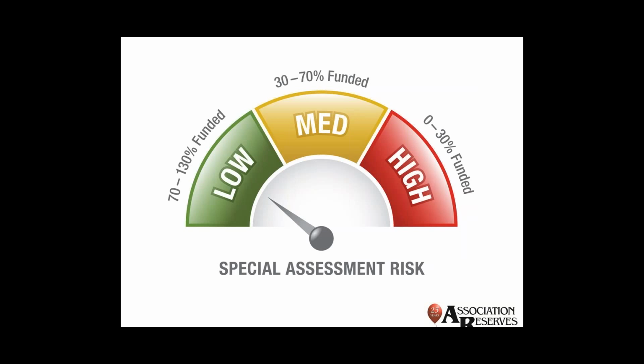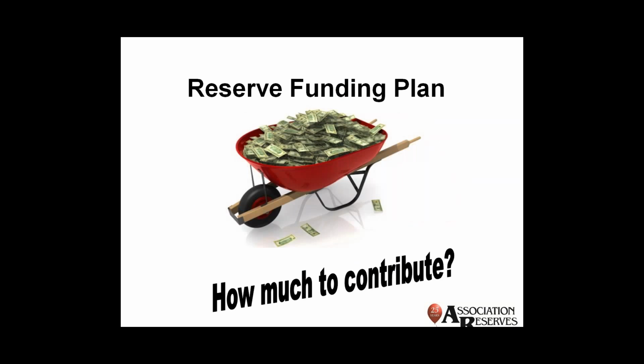That's low risk. Next is the medium, 30 to 70% funded range. And then comes the high risk, 0 to 30% funded range. This is where you don't want to be. Associations in this range often experience disruptive special assessments, reserve cash flow problems, stressful board meetings, what else? Usually declining property values due to deferred maintenance and the reputation you get in the real estate community for special assessments.